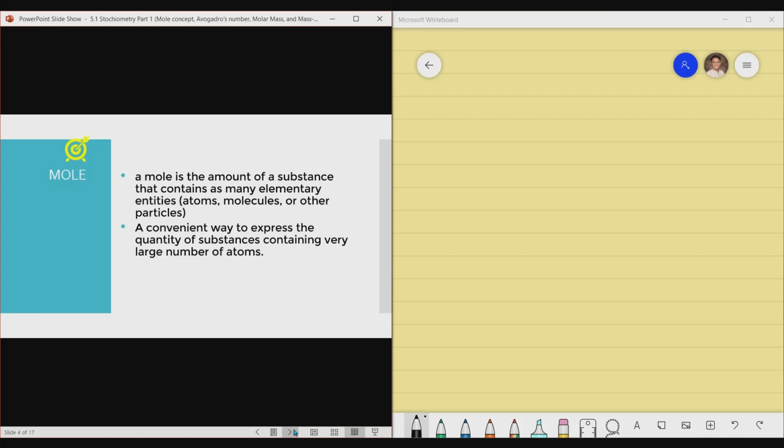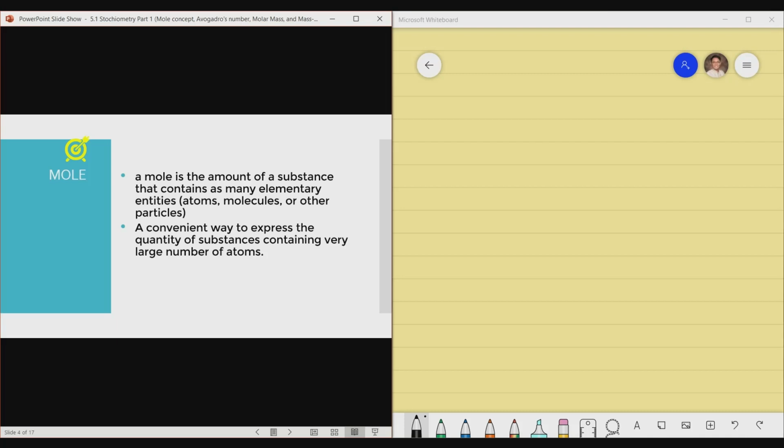Mole. A mole is simply the amount of a substance that contains as many elementary entities, such as atoms, molecules, or other particles. Mole is simply a convenient way for us to express the quantity of substances containing very large number of atoms. Meaning to say, mole is simply a unit for us to quantify the amount of a substance that contains or are composed of atoms or molecules or any other particles that we may be ascribing or describing with on that particular substance.